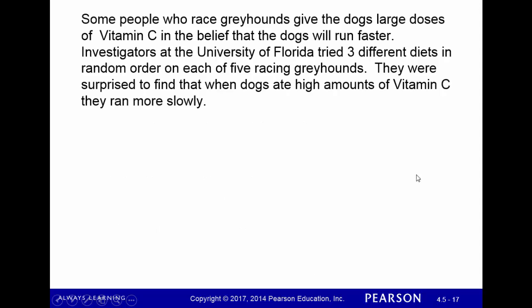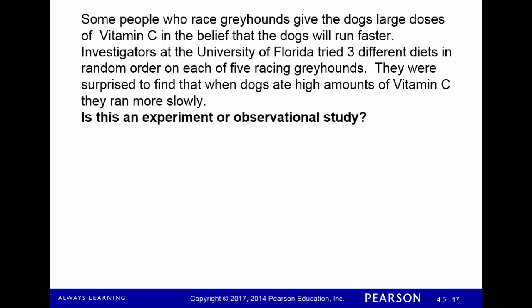Let's try another scenario. Some people who race greyhounds believe that giving the dogs large doses of vitamin C will make the dogs run faster. Investigators at the University of Florida tried 3 different diets in random order on each of 5 racing greyhounds. They were surprised to find that when the dogs ate high amounts of vitamin C, they actually ran more slowly. Is this an experiment or an observational study?